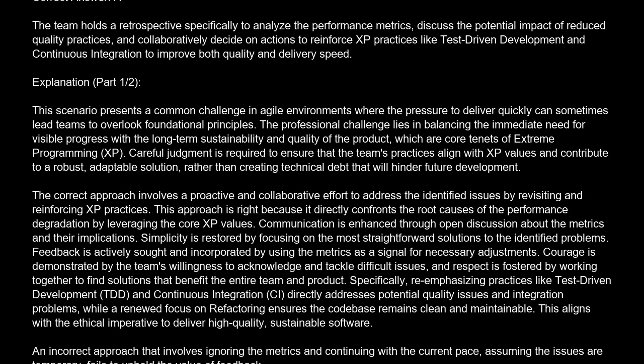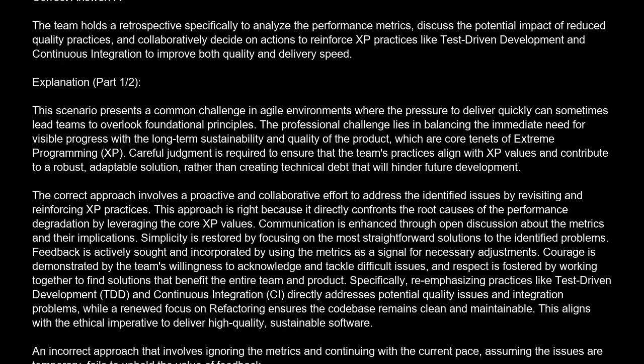The correct answer is A. The team holds a retrospective specifically to analyze the performance metrics, discuss the potential impact of reduced quality practices, and collaboratively decide on actions to reinforce XP practices like test-driven development and continuous integration to improve both quality and delivery speed. Explanation. This scenario presents a common challenge in Agile environments where the pressure to deliver quickly can sometimes lead teams to overlook foundational principles.